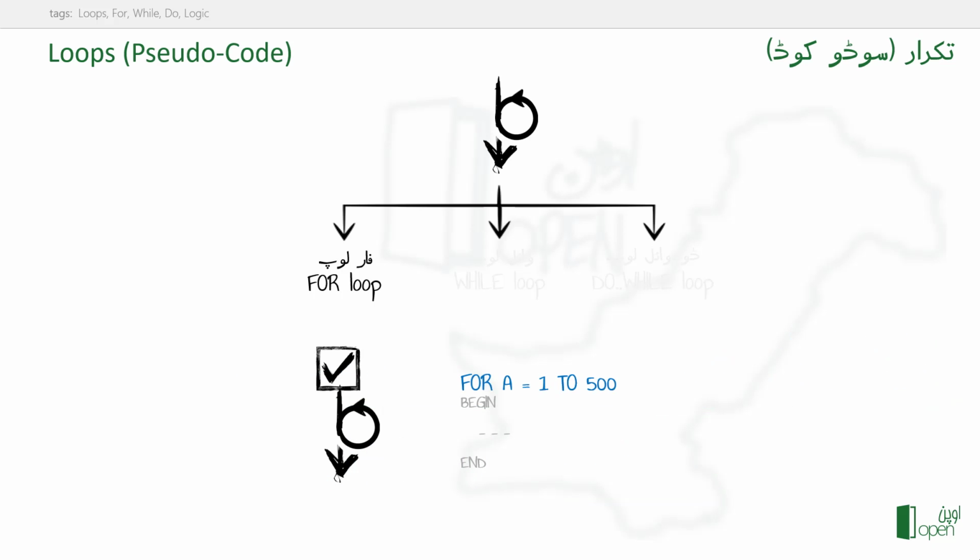In pseudocode, a for loop is shown on your screen. The loop executes 500 times where the value of variable a goes from 1 to 500. Every time the loop runs, the value of a increases by 1, starting at 1, 2, 3, and goes up all the way to 500.